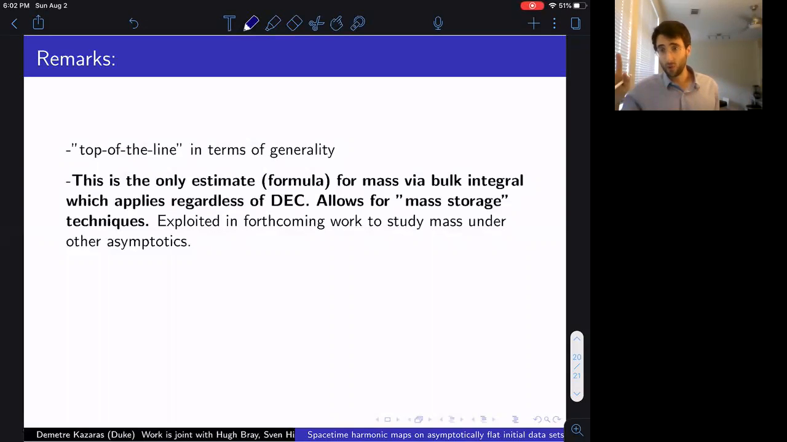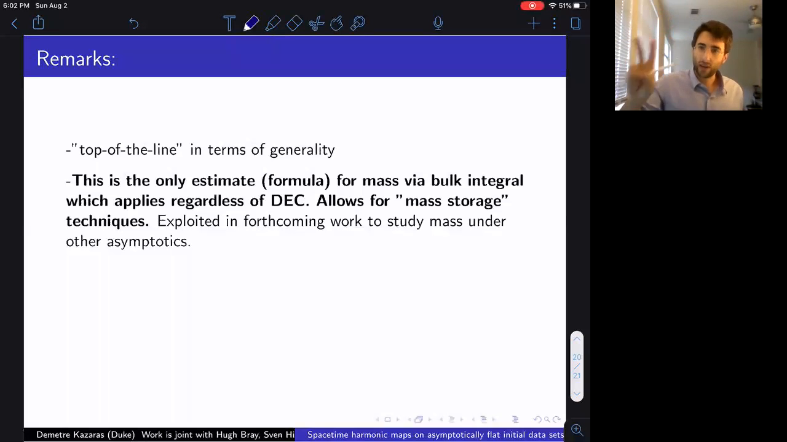And that's number one. For instance, the original Schoen-Yau proof was roughly a proof by contradiction, so you don't get a formula for it. For Witten, you also get a formula for it. However, Witten's formula only applies under the dominant energy condition. The second point: the formula that we get applies regardless of the dominant energy condition.